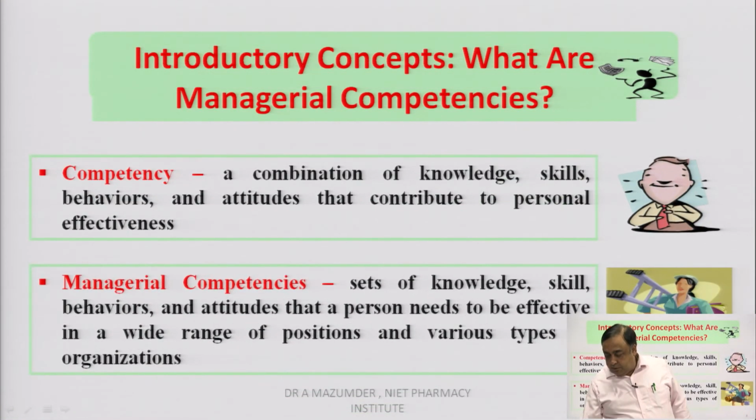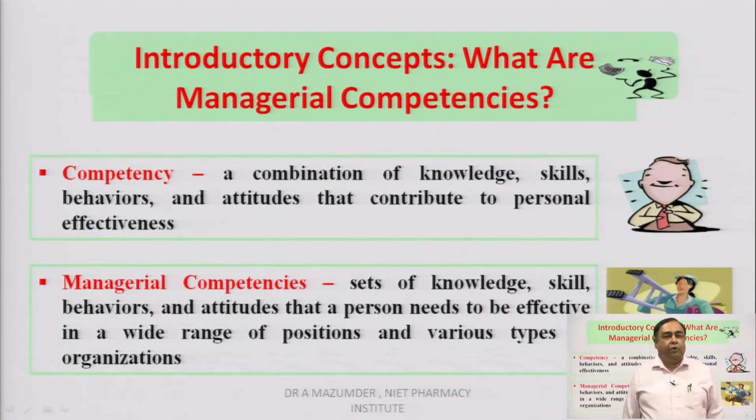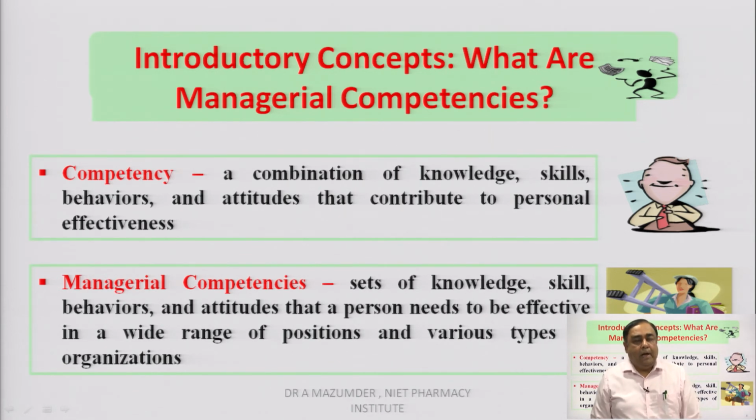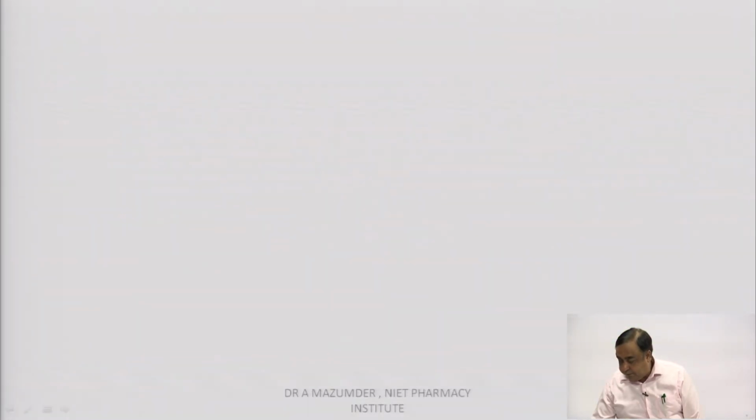Now, what are the competencies they have? What is competency? Competency is a combination of knowledge, skills, behavior and attitudes that contributes to personal effectiveness. Whenever we come in the context of a manager, we call it managerial competency: the set of knowledge, skills, behavior and attitudes that a person needs in order to be effective in a wide range of positions and across a wide group of organizations. That is called managerial competence. Let us see what they are.